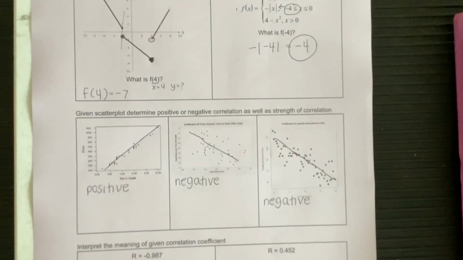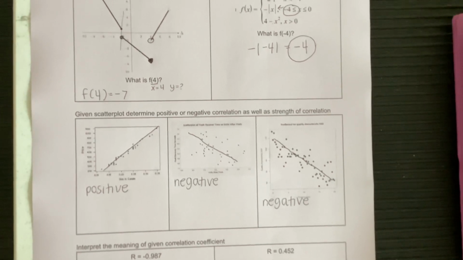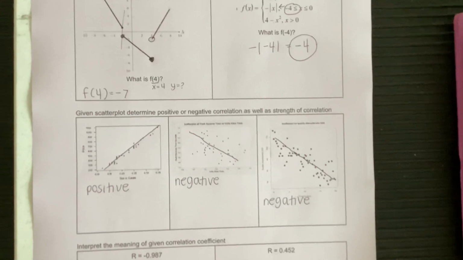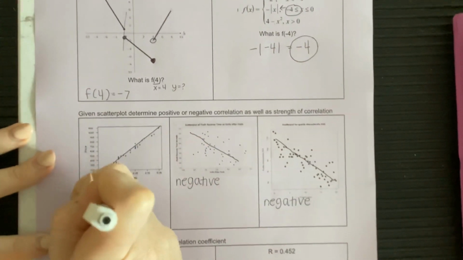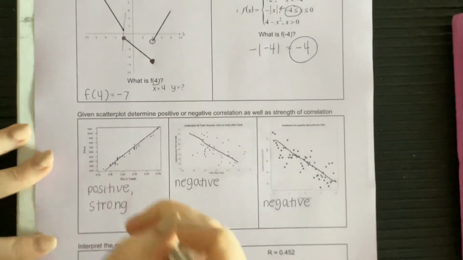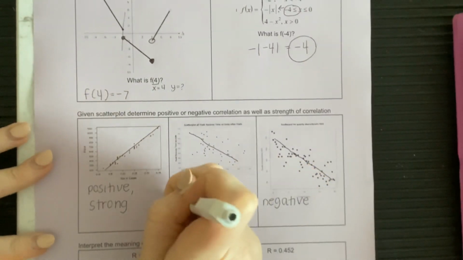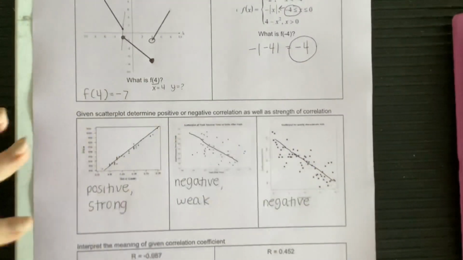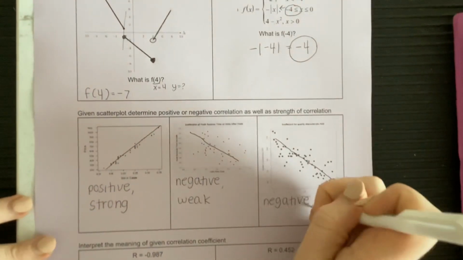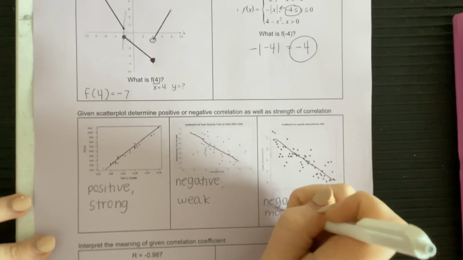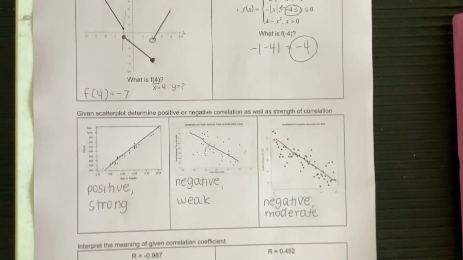Now, the next part's talking about the strength. How close to that line is it? Do you see a very distinct line? Do you kind of see a line? Or is it just like dots are all over the place? So this first one is an example of a strong correlation. This is positive, this is strong. It is very close. This is an example of a weak correlation. These points are all over the place and nowhere close. And then this last one is an example of what a moderate one would look like. So you can definitely see the shape, but they're not lined up on that shape very well.